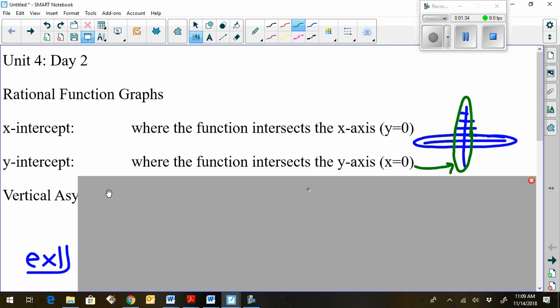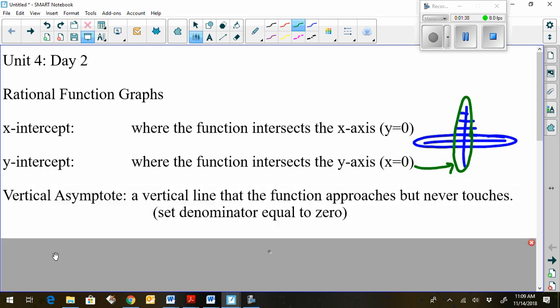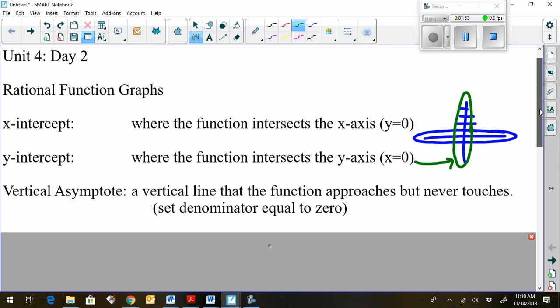The next term is vertical asymptotes. Now we've talked a little bit about vertical asymptotes before, but they are a vertical line that the function approaches but never touches. And how we figure this out is we set the denominator equal to 0. Now we'll actually show a question of how we get that.